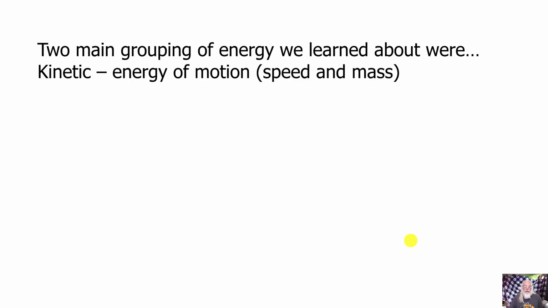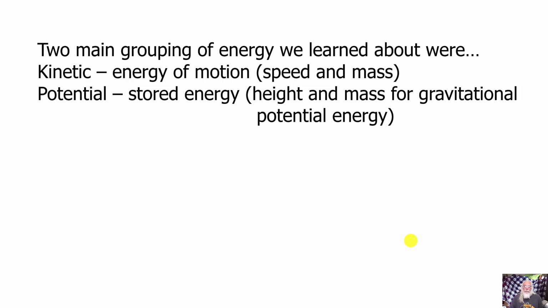And what's the other of the two main forms of energy, the two general forms of energy? Well, we got kinetic and we have, that's right, potential energy. Potential energy is defined as stored energy. And that stored energy is a factor of, let's say it's gravitational potential energy, that's a factor of height and the mass for gravitational potential energy.